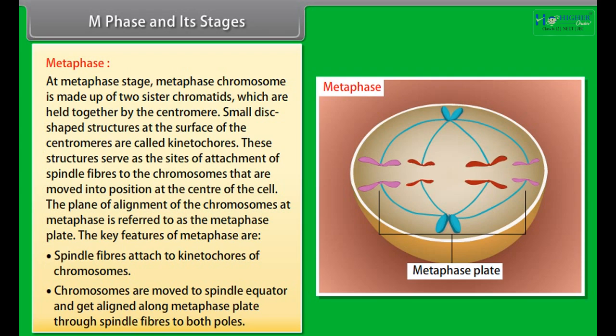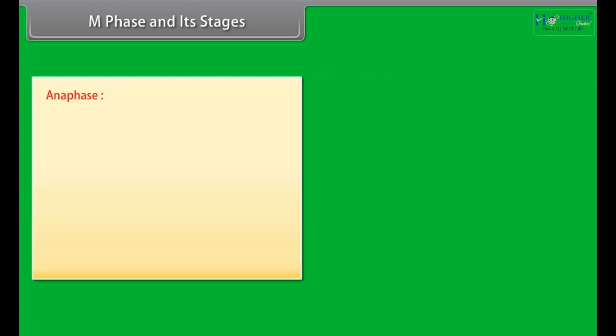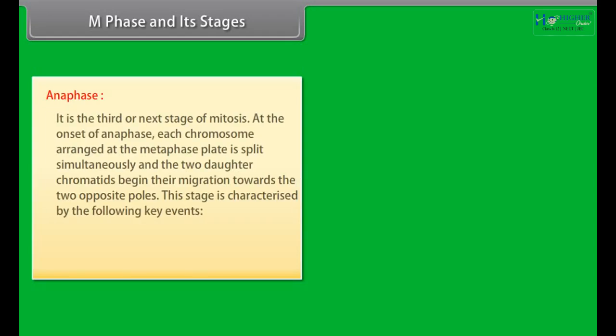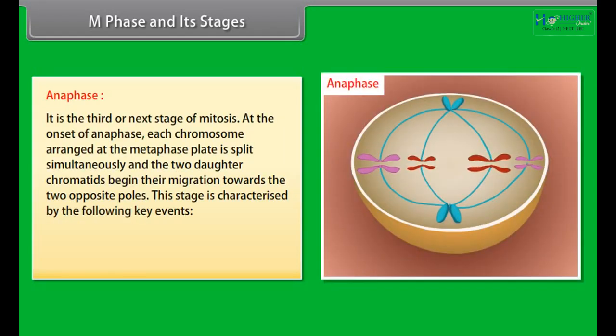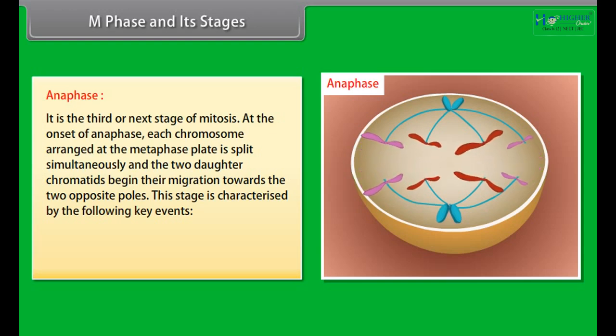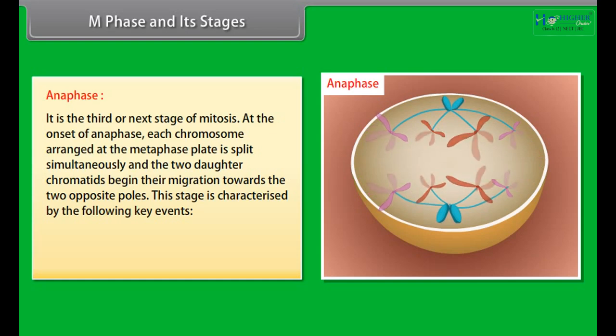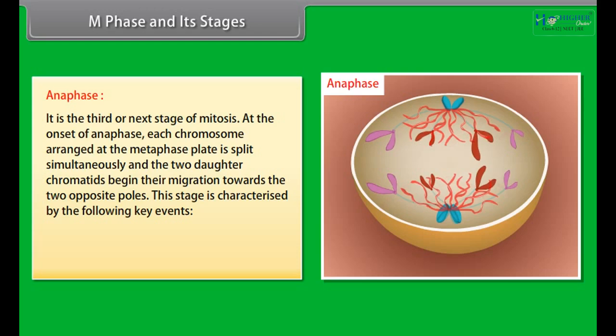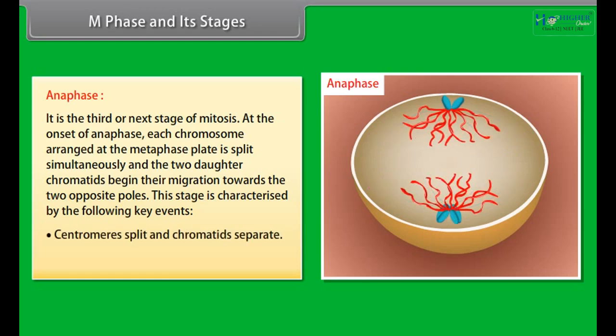Now let us know the next stage of mitosis, that is the anaphase stage. It is the third or next stage of mitosis. At the onset of anaphase, each chromosome arranged at the metaphase plate is split simultaneously and the 2 daughter chromatids begin their migration towards the 2 opposite poles. This stage is characterized by the following key events. Centromeres split and chromatids separate. Chromatids move to opposite poles.